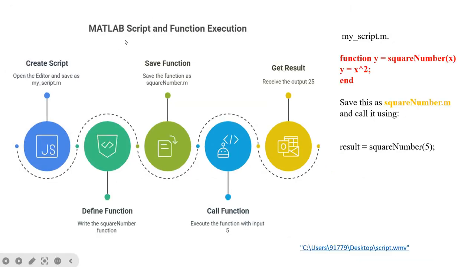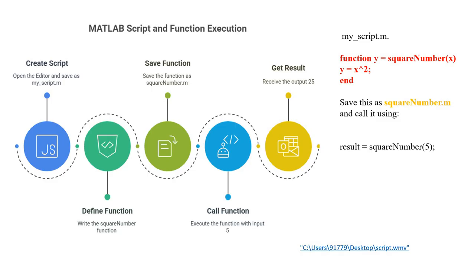So next is MATLAB script and function execution. Here we are using the word script. Scripts are the files with .m extension. So what is a script? A script is a file with .m extension, and we'll always be saving our MATLAB files with .m extension, and it will contain a sequence of commands.